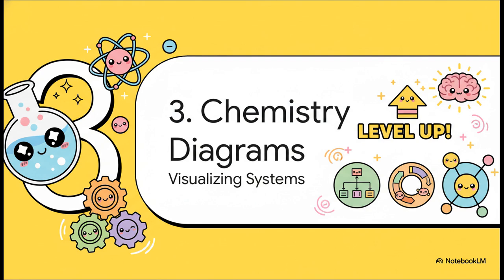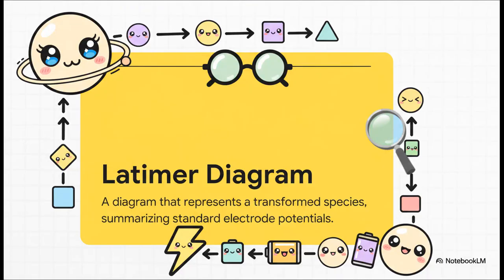So we've got the formula down, now let's level up and get visual. We're about to break down the 3 key diagrams that chemists use to actually visualize and really understand these complex redox systems. First up, we have the Latimer diagram. The best way to think of this is as a concise summary. Its whole purpose is to show you, just at a glance, the standard electrode potentials as an element shifts from one oxidation state to another.